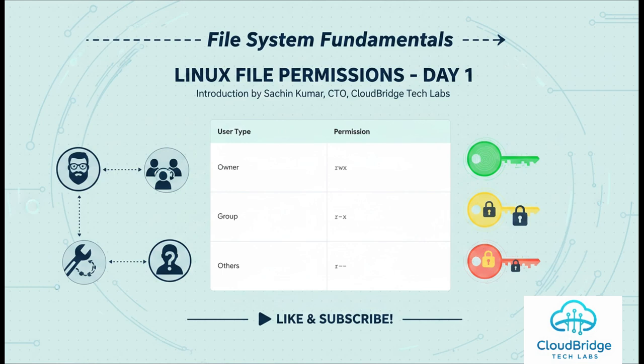There are 3 basic permission types: R for read, W for write, and X for execute. And these apply to 3 different user types: the owner of the file, the group assigned to the file, and others, which literally means anyone else on the system.